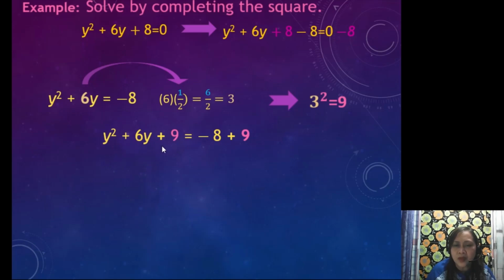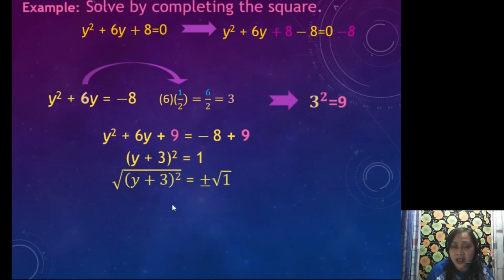y squared plus 6y plus 9 is equal to negative 8 plus 9. Then what happens next? It becomes the quantity y plus 3 raised to the power of 2 is equal to 1. Why? What happened? We just get the square root of y squared, which is y, and the square root of 9, which is 3. So our square of a binomial is the quantity y plus 3 raised to 2. And now we can solve the resulting quadratic equation by extracting the square root. We can now apply the square root property, wherein we're going to take the square root of both sides of the equation.